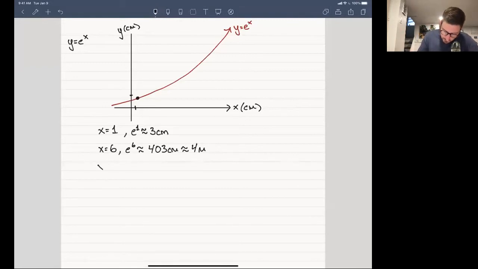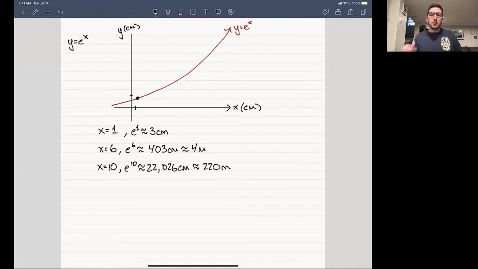Okay, so how about, say, x equal to 10? Well, in this case, e to the 10 is about 22,026 centimeters, which is about 220 meters. Now, I just looked this up before the video, and at the time of recording this, the tallest building in the world is the Burj Khalifa. It's about 820 some meters tall. So if I went 10 centimeters on the x-axis, I am going more than a quarter way up the Burj Khalifa for this function e to the x.